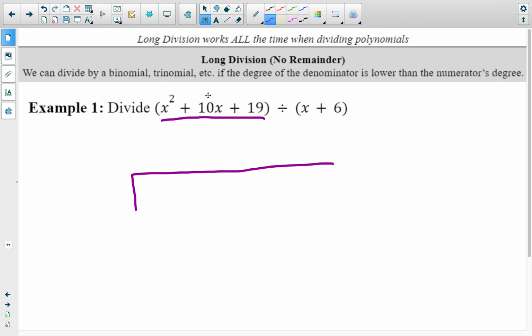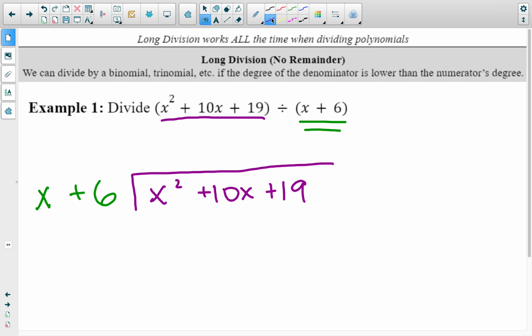Make sure that you're always writing it in standard form, meaning that your exponents are organized from highest to lowest with your constant on the far right. X squared plus 10x plus 19. Okay, and then we're going to put the expression that comes second, we're going to put that outside. That is step 2, x plus 6. All right, and so let's take a look.